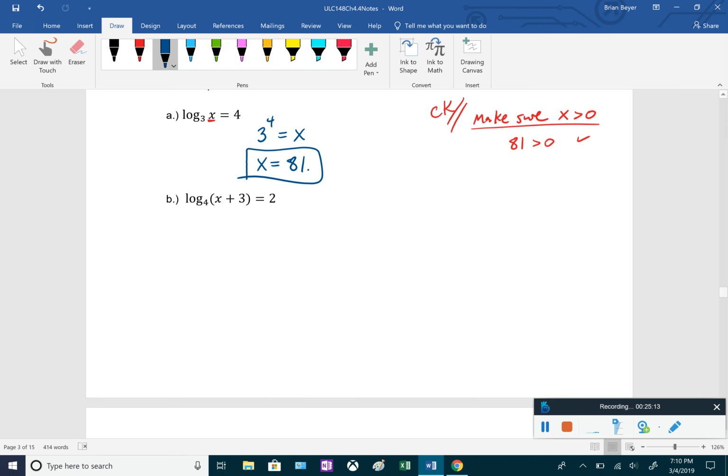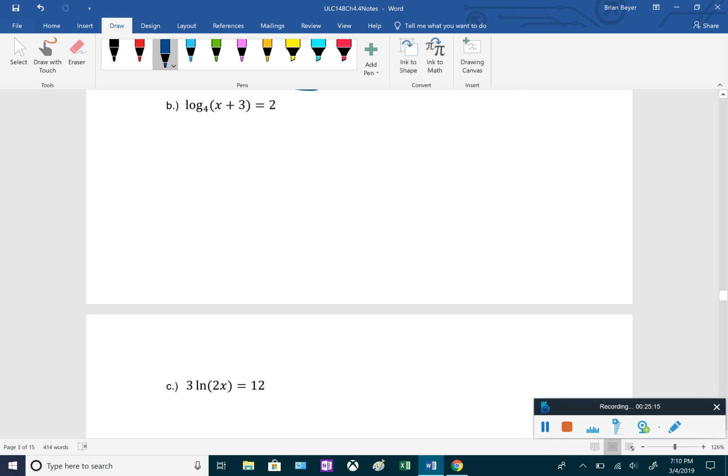Okay, and then for the next one, log base 4 of x plus 3 equals 2. So put this into exponential form. This is going to be 4 squared equals x plus 3. So this is going to be 16 equals x plus 3. Subtract 3 on both sides, we get x equals 13.